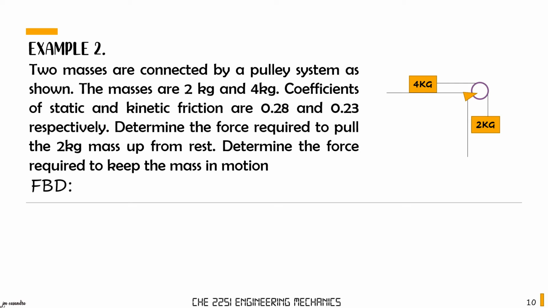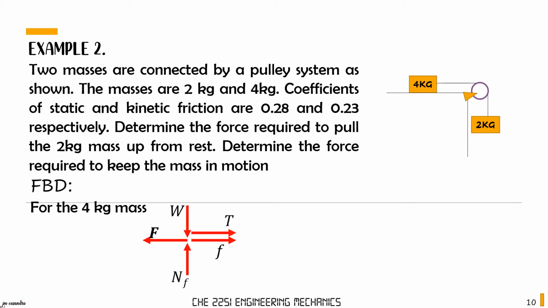So for our FBD, we have to divide it into two. For your 4 kilogram mass, we have your horizontal force that will cause motion. We have your frictional force between the 4 kilogram mass and the table. We have the weight and the normal force, and also the tension between 4 and 2 kilograms. Then for your 2 kilogram mass, we'll have the weight of the object and the tension of the object. So from these FBDs, we can now solve for our values.